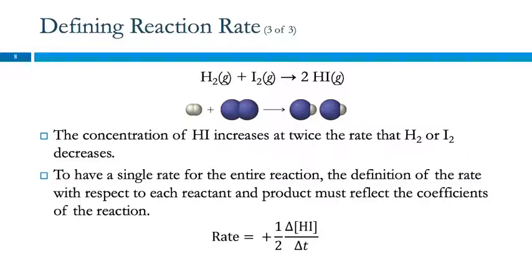So to describe the rate of this reaction in terms of the concentration of HI, it's going to be 1/2 the change in concentration of HI. It's 1 over the coefficient. And yes, that was just kind of a rewording of what I said too early on the other slide.